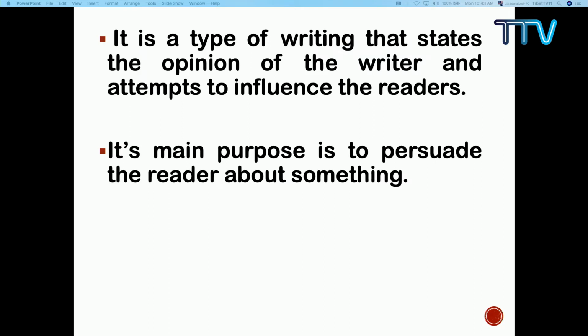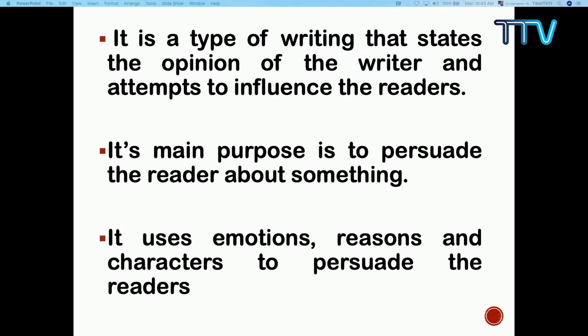It is a type of writing that states the opinion of the writer and attempts to influence the readers. Your motive is to influence the readers so that they listen to you and agree with your opinion. Its main purpose is to persuade the reader about something. Persuasive writing uses emotions, reasons and characters to persuade the readers. Sometimes persuasive writing can be very emotional. It appeals to your emotions and you start believing and listening. Sometimes it uses a lot of reasons and logic that make the reader believe in what the writer has to say. And sometimes characters are used in order to convince the readers.